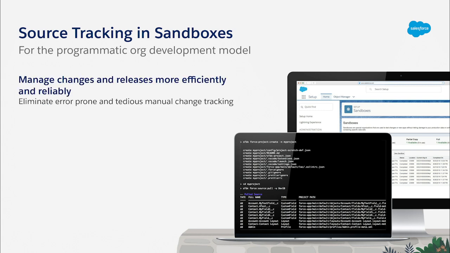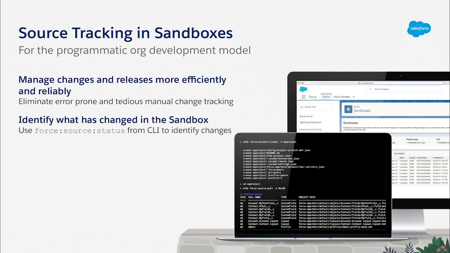By eliminating manual tracking of changes, whether it's via sticky notes or notepads, it reduces errors and automates the process. Simply use the force source status command to see what has changed, and use source push or source pull to push or pull these changes between your local and remote. Easily identify what has changed in the sandbox, especially if other admins or devs are making changes to the same sandbox. Just use the source status command to see the changes at a glance.